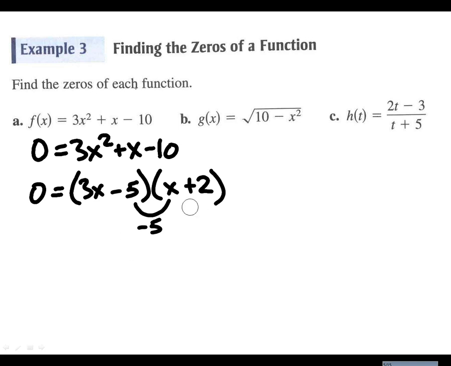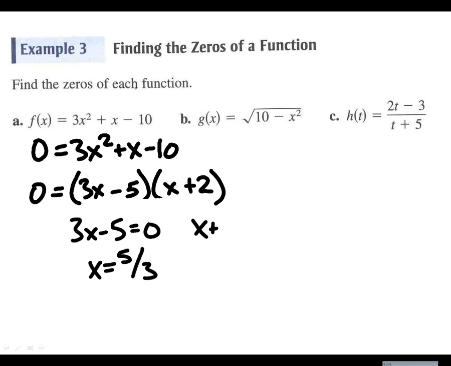And so now we can set each of those equal to 0. 3x minus 5 equals 0. So x equals 5/3. And x plus 2 equals 0. X equals negative 2. Okay, so we're going to do the same thing for b.